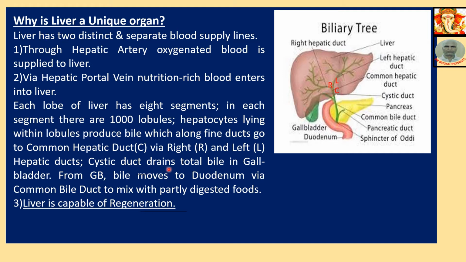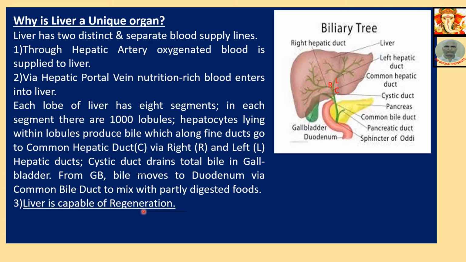Cystic duct drains total bile into the gallbladder. This is cystic duct. Through this duct, the total bile comes to the gallbladder. Thereafter, it remains stored. Now, whenever needed, the gallbladder releases it back the same route, but now not going above, but going downwards into the duodenum via common bile duct to mix with the partly digested food.